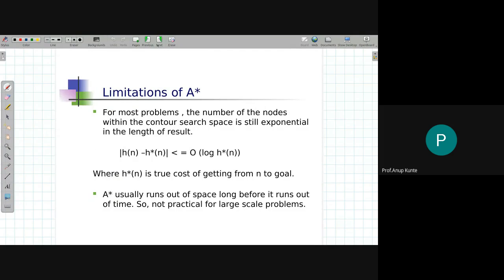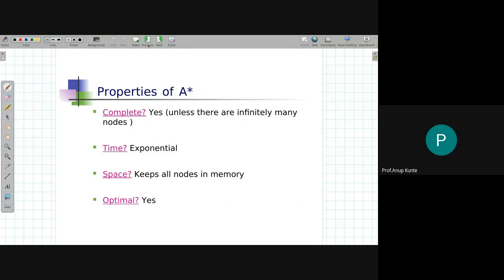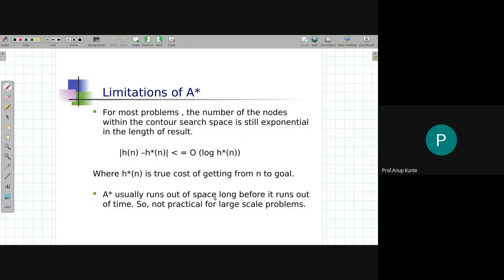Okay. The problems here are obviously there. One problem is time complexity, and the other problem is space complexity. They are of essence to the A star algorithm, and usually A star runs out of space long before it runs out of time. So for problems with a large state space, should I go for the A star algorithm? I may go for A star if I want a complete and optimal algorithm, but I need to keep in mind how much memory I have.